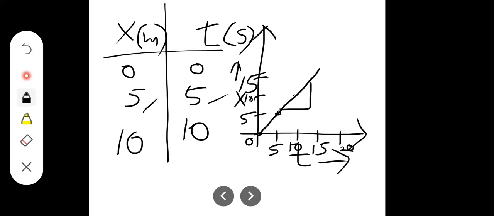It may be of any size. The triangle may be of any size. Don't worry about the size of the triangle, but it should be a right angle triangle. Angle should be 90 degrees. Then we will name it as A, B, C or anything, X, Y, Z, A, B, C. Okay. So how to take the slope of this then?